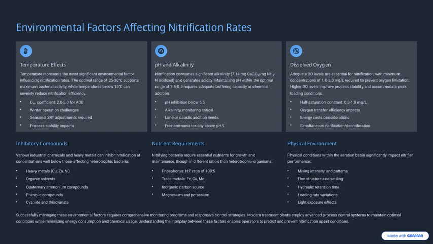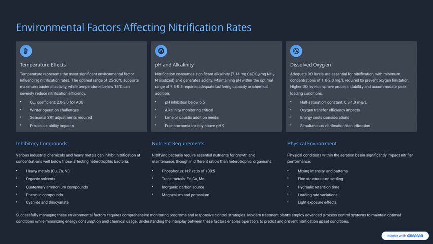Next, we have inhibitory compounds. Certain industrial chemicals and heavy metals like copper, zinc, and nickel can inhibit nitrification at very low concentrations, much lower than those affecting heterotrophic bacteria. Organic solvents, quaternary ammonium compounds, phenolic compounds, cyanide, and thiocyanate can also pose challenges. Being aware of these inhibitors is crucial for maintaining a healthy nitrification process.